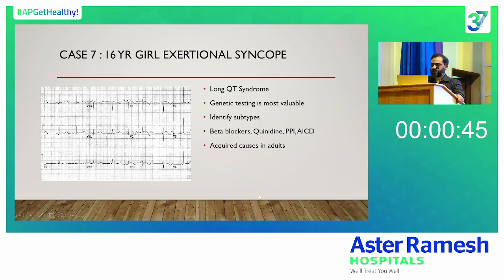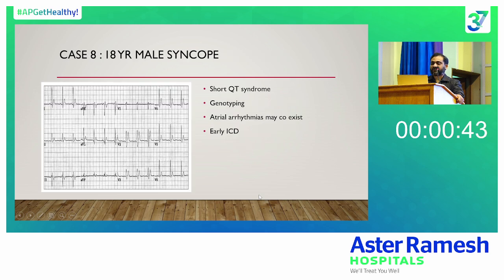We can have acquired causes of long QT syndrome also. The other spectrum, we can have a short QT syndrome also. These patients also present with malignant arrhythmias and syncopes. And here, mind you, short QT syndromes are also associated with atrial arrhythmias. Now we know that many of these genetic disorders, including genetic cardiomyopathies, can actually have atrial arrhythmias also, not just ventricular arrhythmias.